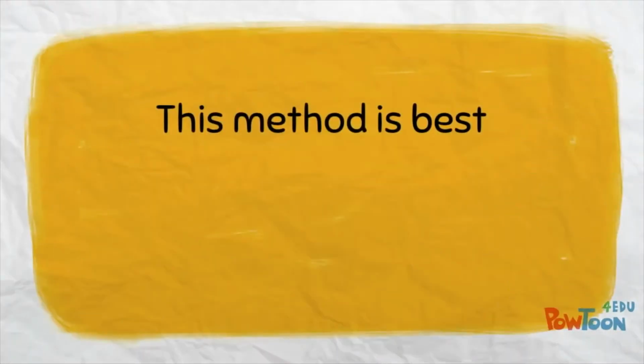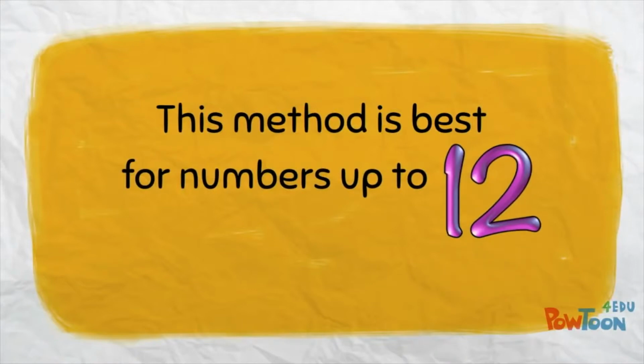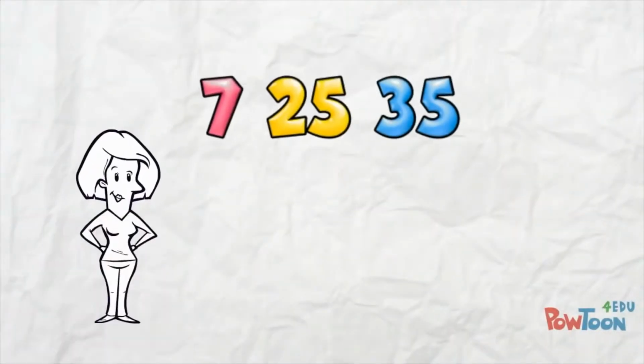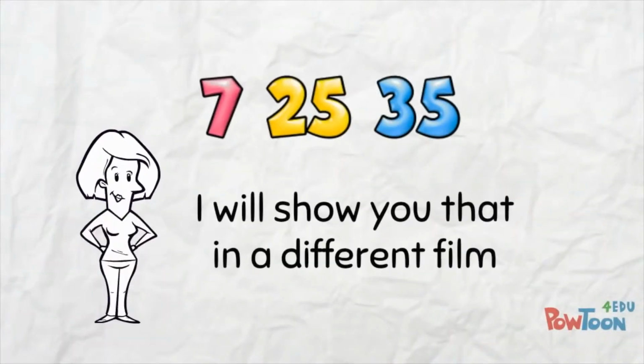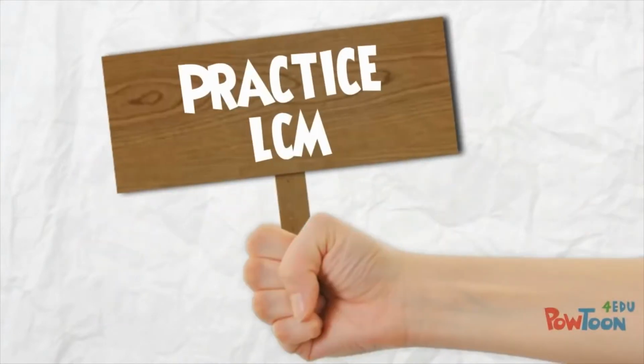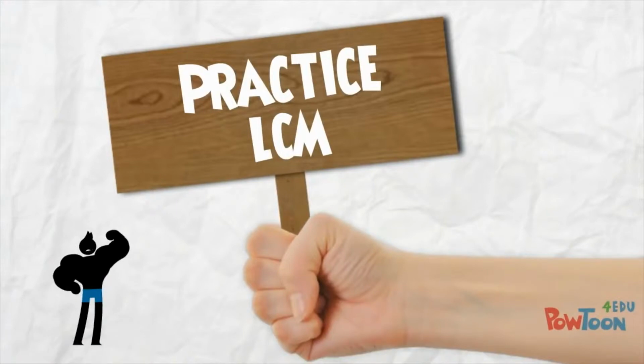This method is best suited to lower numbers, up to 12, since we should know those tables anyway, and that's perfect for students to start with. When we have to find the LCM of larger numbers, there's another way of doing that, and I'll show you that in a different film. Now, go and practice LCM for yourself and boost your math muscles.